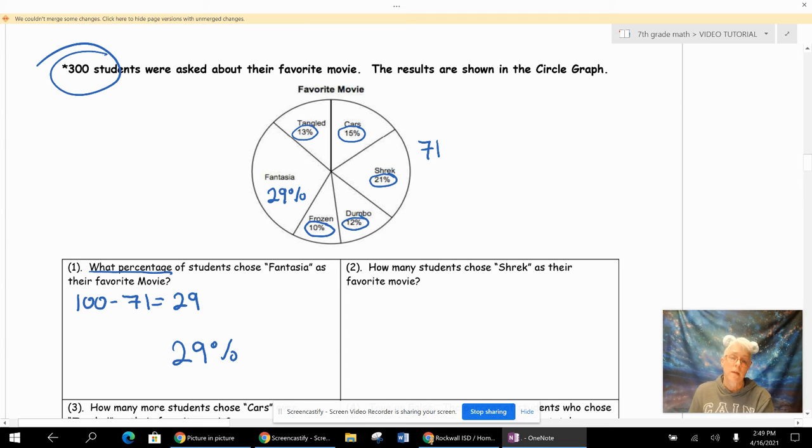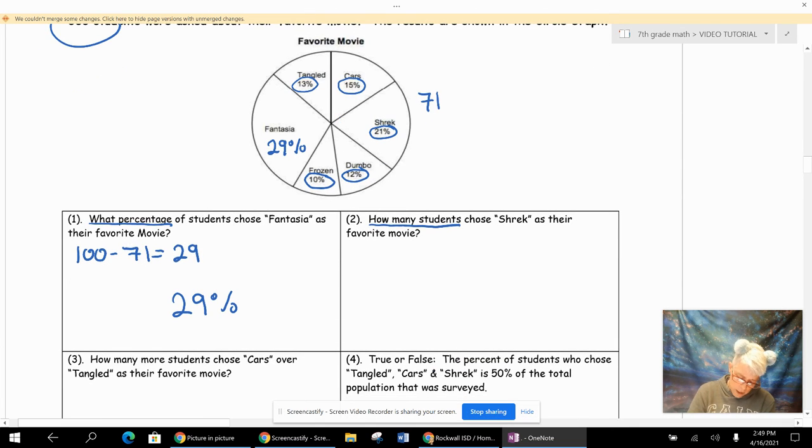Let's go to the next one. The next one says how many. It's not asking for a percent. It wants to know how many students. So I'm going to look at the percentage for Shrek. And Shrek is 21%. So 21% over 100. We have 300 students. And we're looking for the part. Now, I could cross multiply and divide, and if I had a calculator, I could do that pretty quick. But I want to show you something cool that you can do not every time, but sometimes.